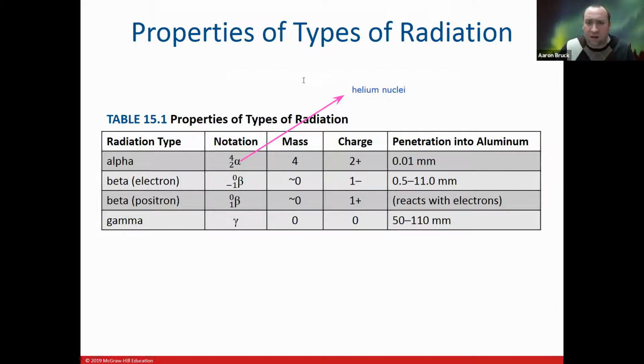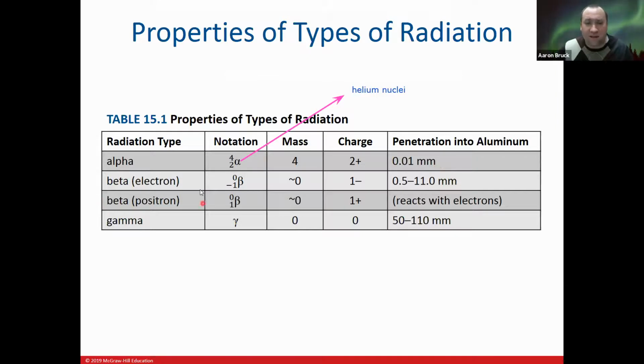Now, this column here on the far right is kind of interesting. This is penetration power. So how good are these particles at actually penetrating material and causing ionization? We see that alpha decay doesn't have a lot of penetrating power. In fact, most objects will block alpha particles pretty easily, and that includes things like paper and your clothing. 0.01 millimeters, 10 microns, not a very large penetrating power. They're easily blocked, they're easily stopped.